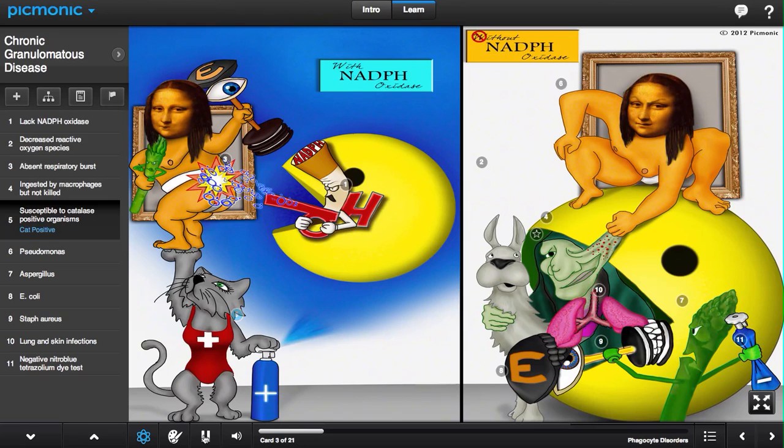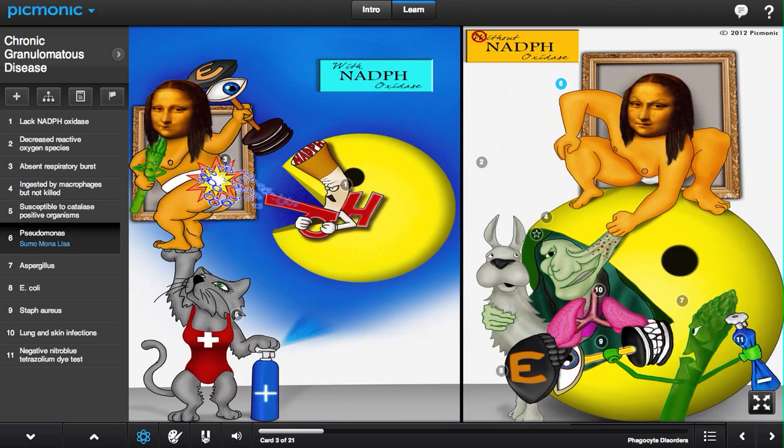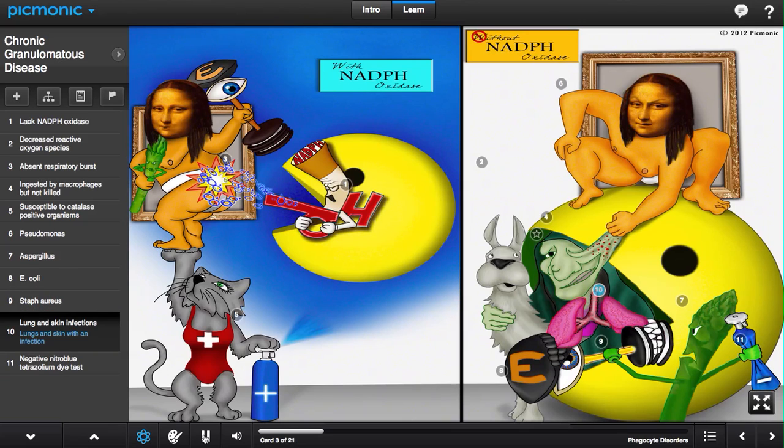People with chronic granulomatous disease are particularly susceptible to catalase-positive organisms, shown as the positive lifeguard cat, including Pseudomonas, shown by Sumomona, Aspergillus, depicted by the asparagus, E. coli, illustrated by the E. col with an eye, as well as Staph aureus, the staph of Oreos. Patients with this immunodeficiency commonly suffer from lung and skin infections, demonstrated by the lungs of the crone grandma and her stretchy skin with an infection on it.